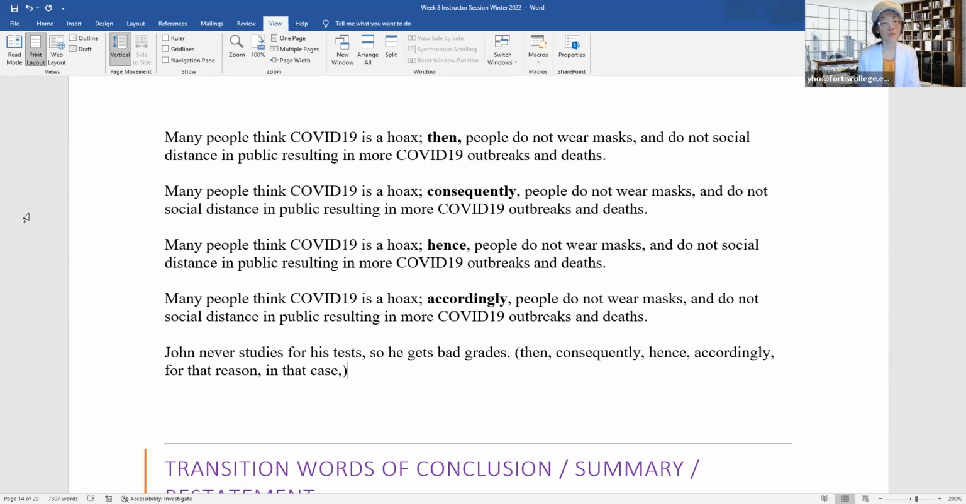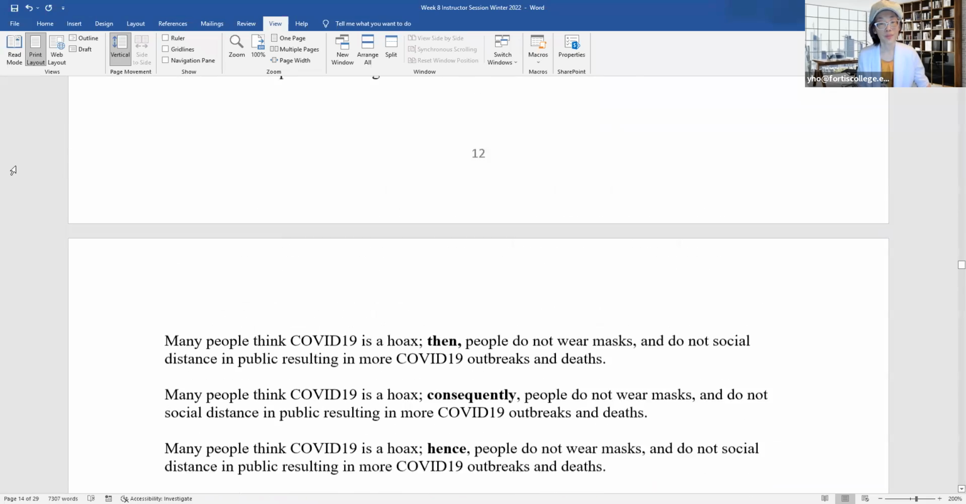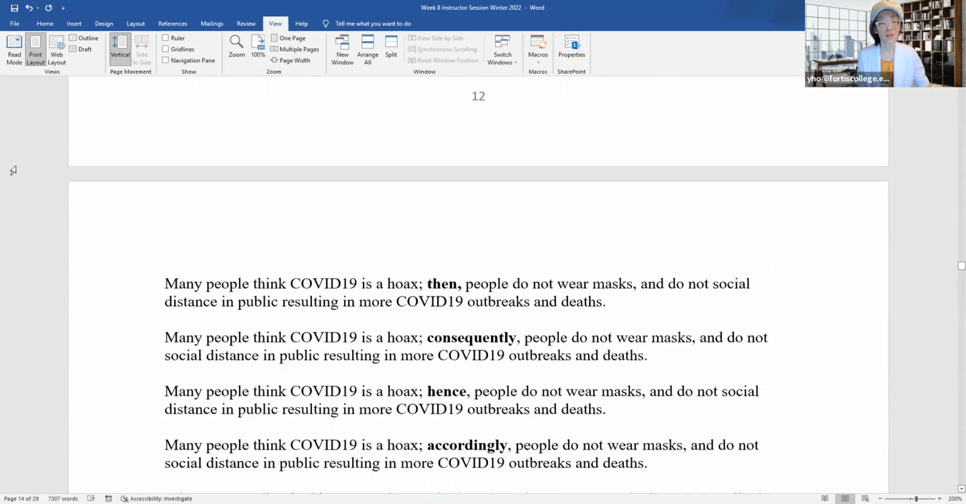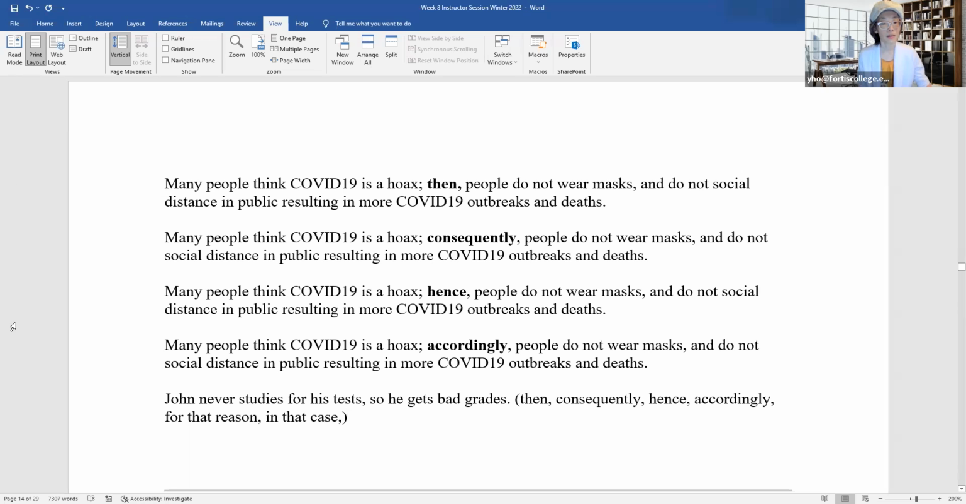So those are many different ways, okay? You could have: John never studies for his tests. Consequently, he gets bad grades. Hence, he gets bad grades. Accordingly, he gets bad grades. For that reason, he gets bad grades. In that case, he gets bad grades. So many different ways of saying, as a result, he gets bad grades.